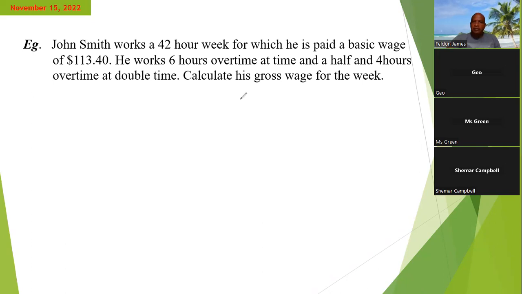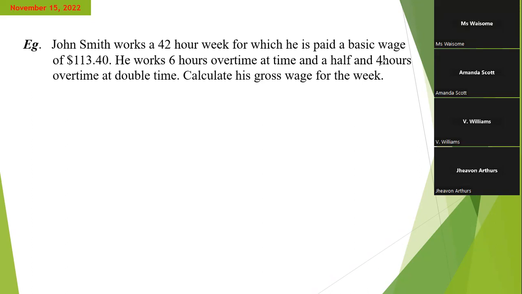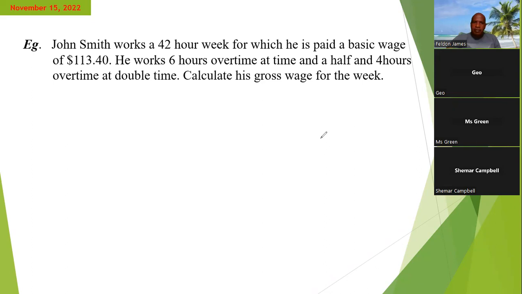All right, who wants to start me off with this? Who is confident enough to start off? So the first thing you would do is you divide 42 by the $113.40. Yes, sir. You mean that you have 42, then you divide. The numerator will be 113.40 divided by 42. Yes, sir. All right.